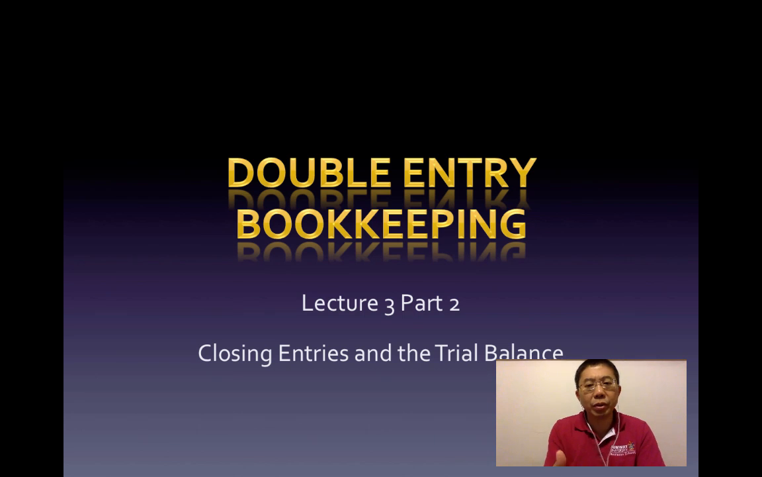And finally, we talked about the need to have a control document such as a trial balance to make sure that the accounting equation is in balance, the debits equal the credits, and our duality principle has been met. And the trial balance is also used as a source for the preparation of the financial statements, which is the next topic that we want to look at in part 3 of this lecture 3.